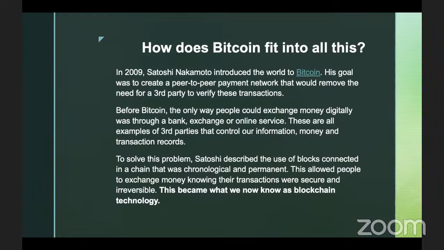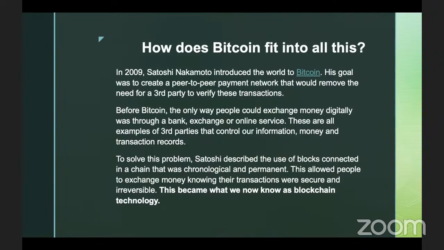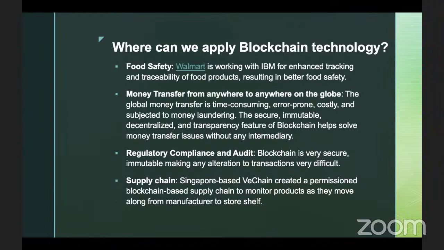To solve this problem, Satoshi describes the use of blocks connected in a chain that was chronological and permanent. This allowed people to exchange money, knowing their transactions were secure and irreversible. Once it is done, nobody can change it. So this became what we know as blockchain technology nowadays. People think you cannot apply it anywhere other than cryptocurrency, but it is not like that. You can apply blockchain technology in many other fields. Bitcoin is the first cryptocurrency, the first application of blockchain.